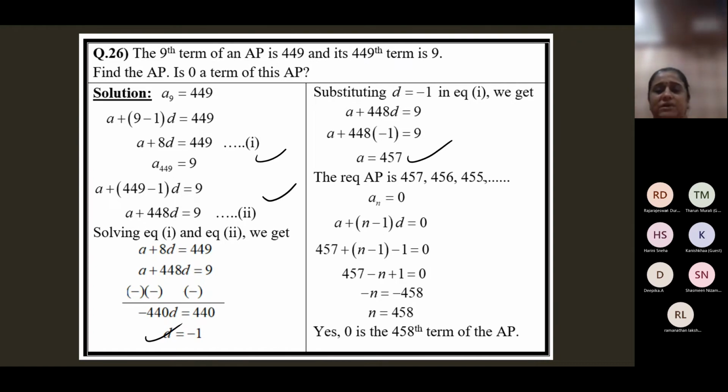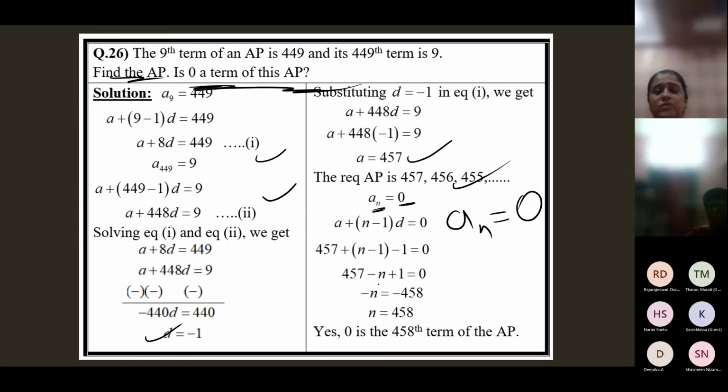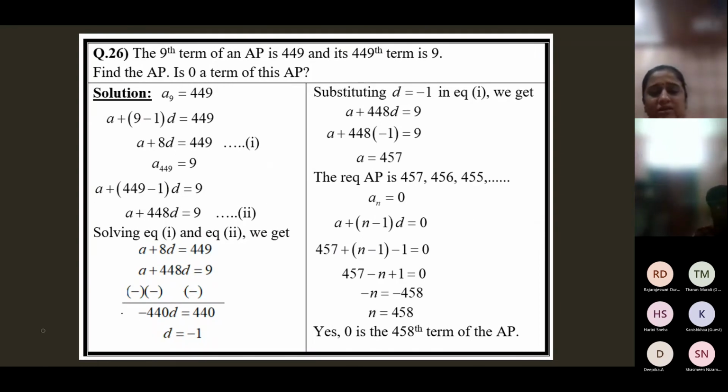Then find the AP. Once you find the values of a and d, you can find the AP. And then the question is to find the AP and find a zero term of this AP. That means we should check if an can be 0. So can an be 0? When you work that an is equal to 0, a plus n minus 1 into d is 0. The value of n is 458. Yeah, 458 is fine. So that means 0 is the 458th term of the AP. n is equal to 458. The 458th term of the AP is 0.